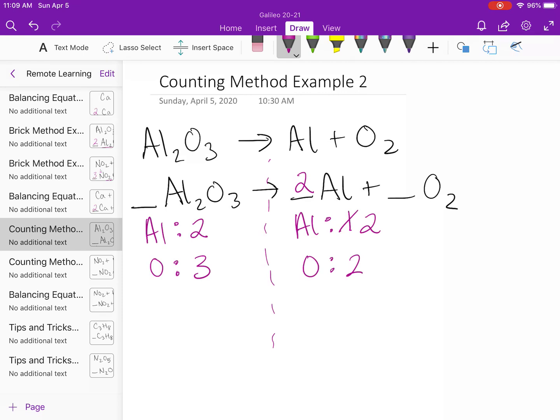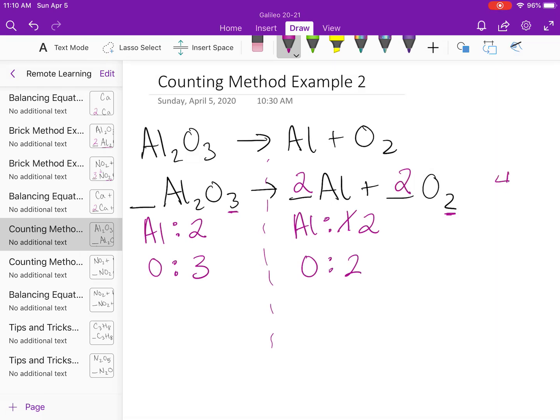Now let's do the oxygen. Now this is a little trickier because we've got a 2 here and we've got a 3 here. Those are our subscripts. So no matter what number we add in front, it's going to be multiplied by those subscripts, remember. So I can't just add a 2 in front of the O2. Like I could, if I added a 2 there, I'd get a 4. And there's no way to turn 3 into 4, right? So I don't want to do that.